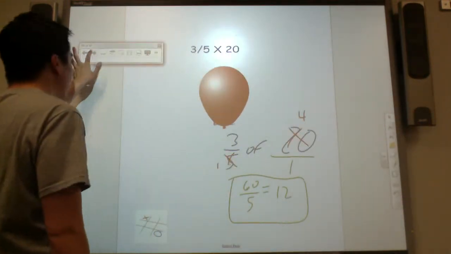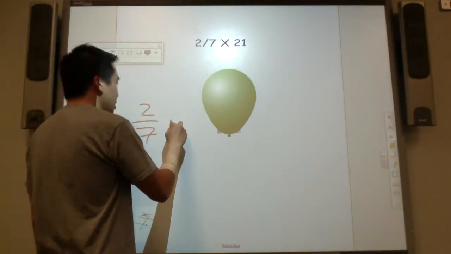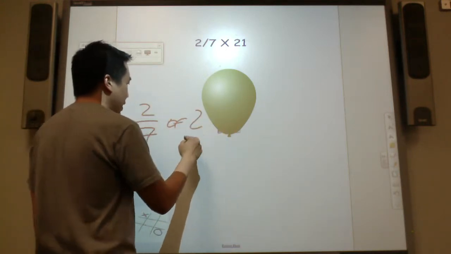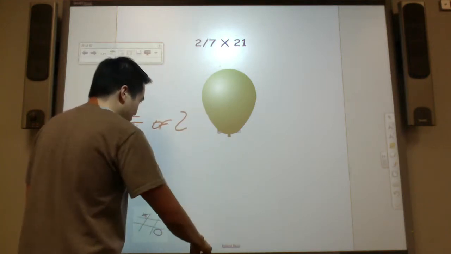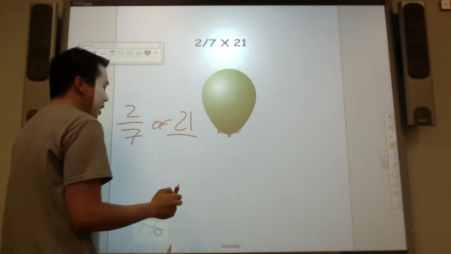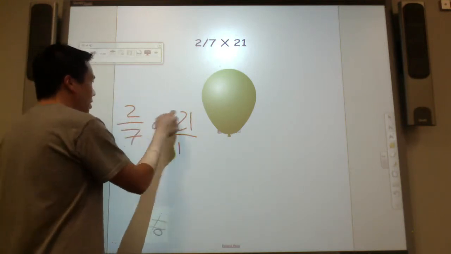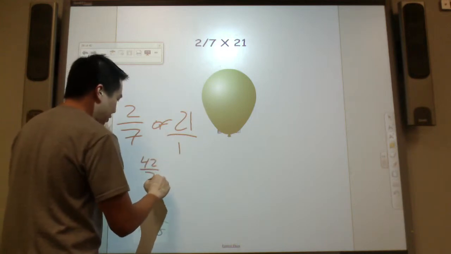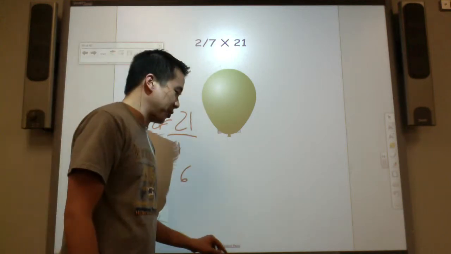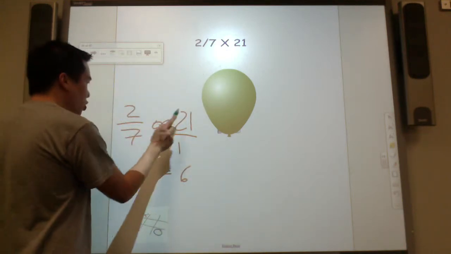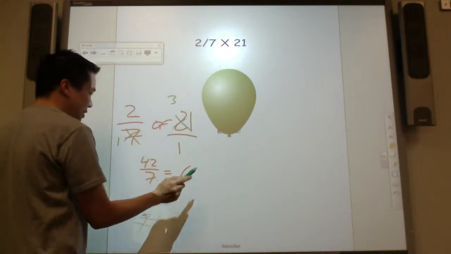Cross simplification. Let's try 2 more. What's 2/7 of 21? Multiply mixed number. That's okay. Turn this to a fraction and times away. So it's 42 over 7 or 6. If you don't like this way, you can do cross simplification. Can 7 go in 21? It goes in 3 times. 2 times 3 is 6.